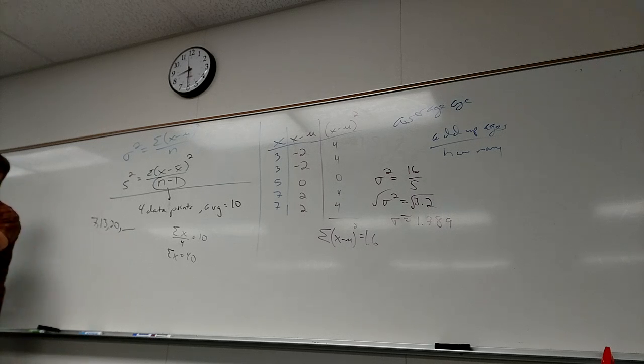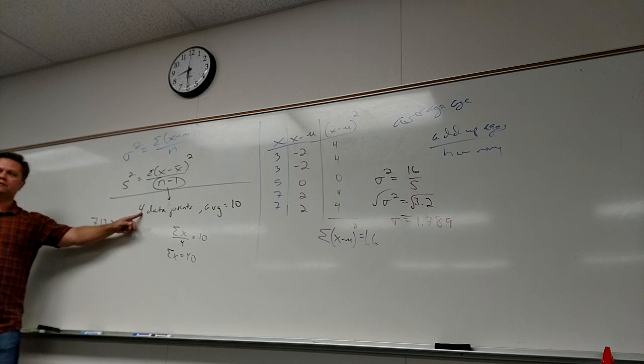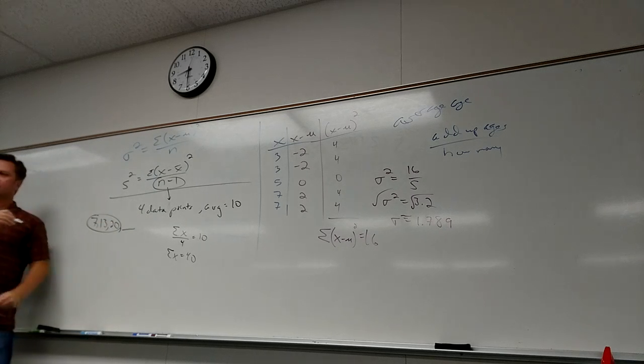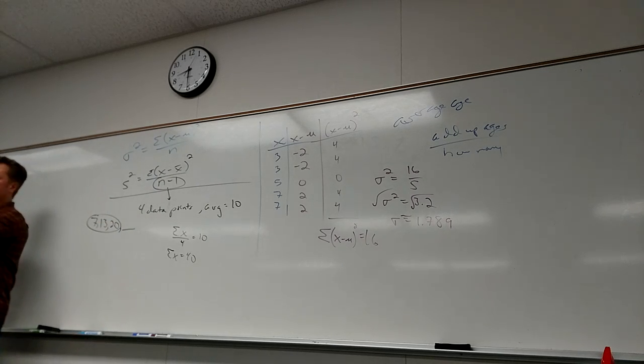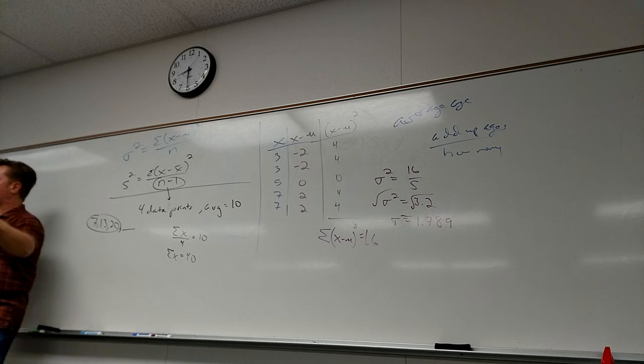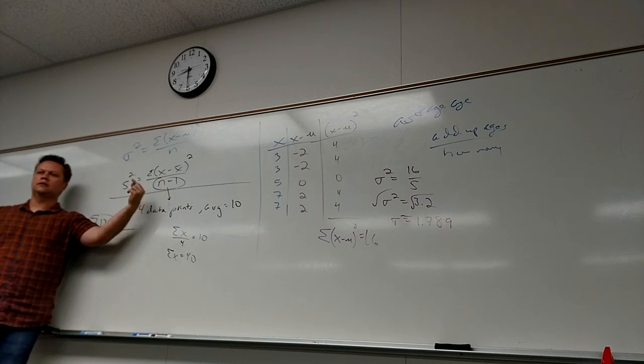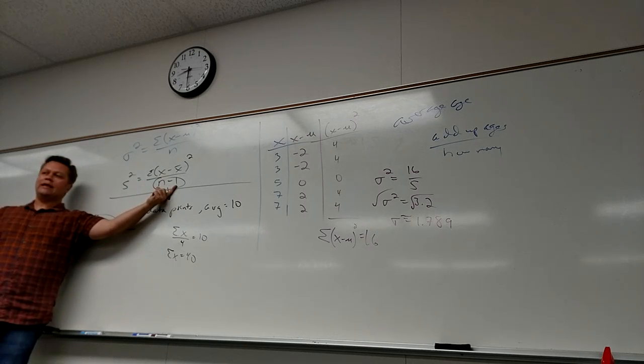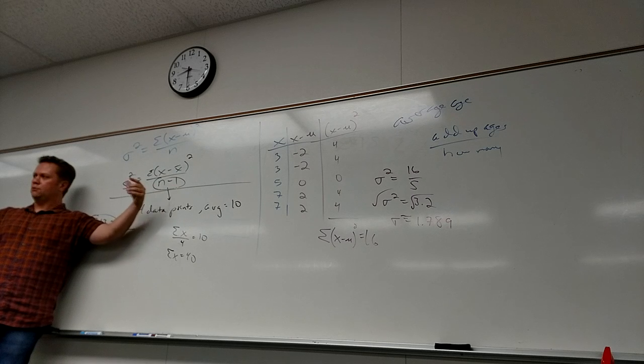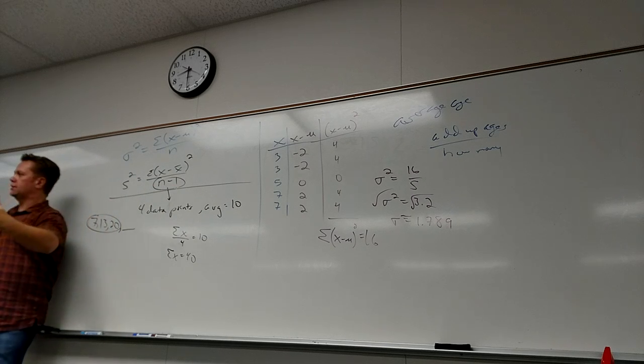So how much freedom do I have when I have 4 data points? 3. I can make 3 of them up. And then the last one has to make everything work. So this is called degrees of freedom. It's always 1 less than how many you've got. We're going to see this later this semester again. This n minus 1 by itself is actually a huge idea.